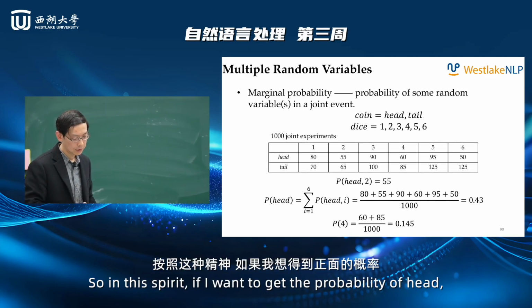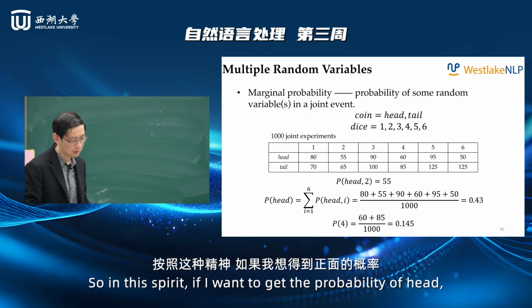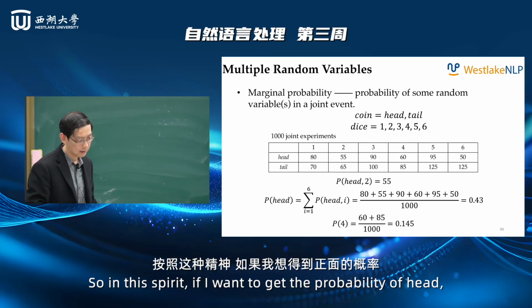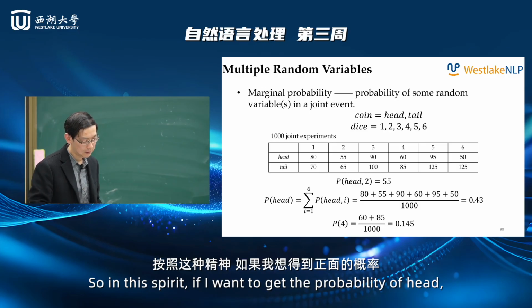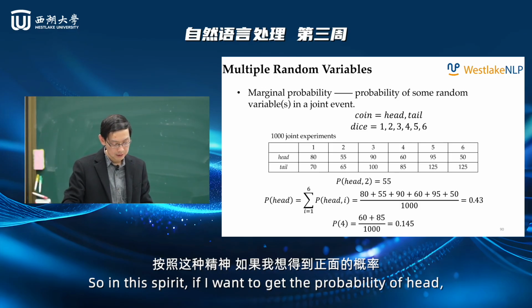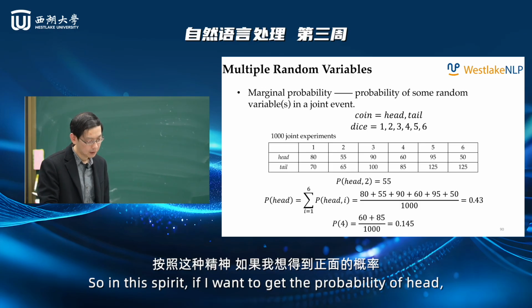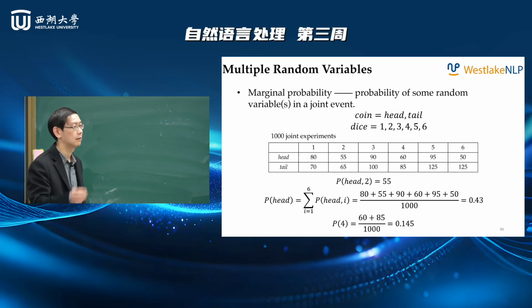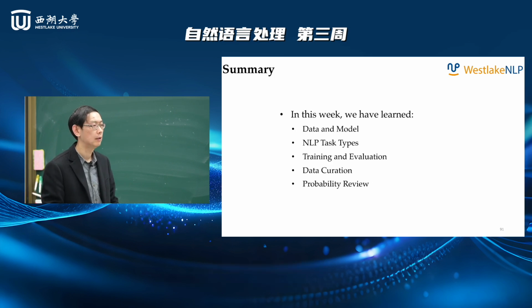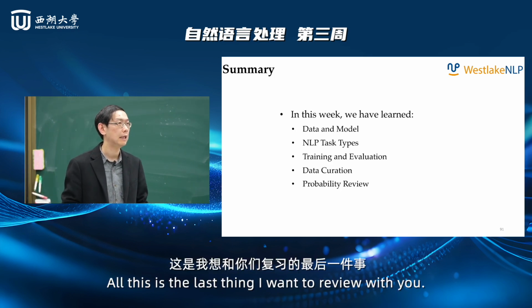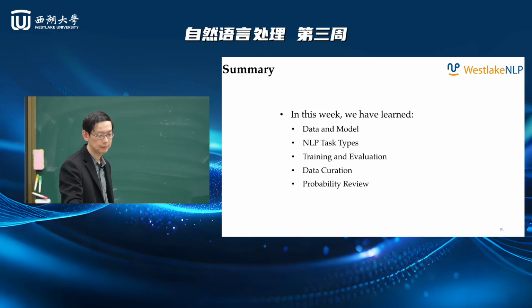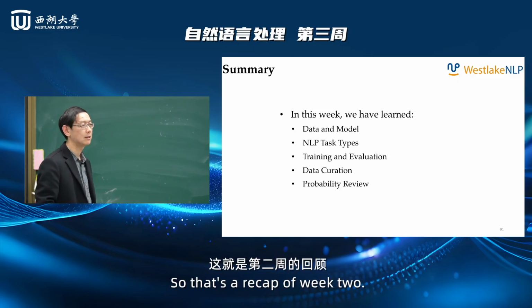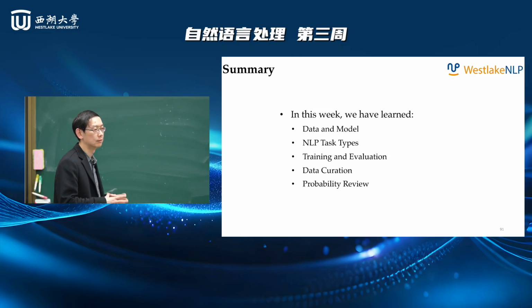All right, so in this spirit, if I want to get the probability of head, then I just sum up the first row, okay, and I get it's 0.43, okay. So this is called marginalization. All right, this is the last thing I want to review with you. All right, so that's a recap of week 2, okay.